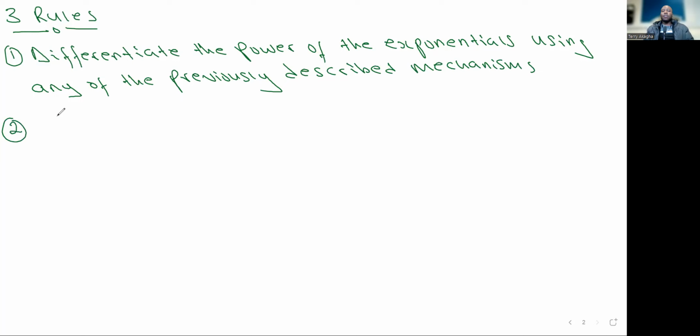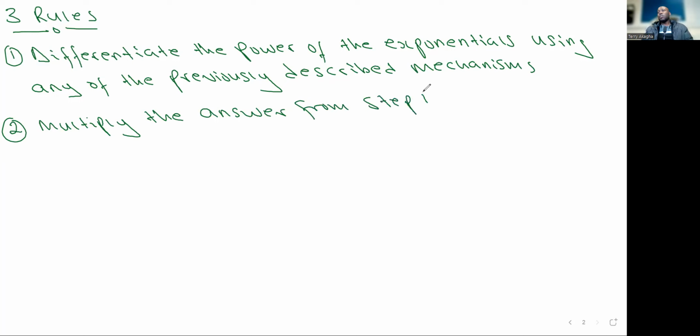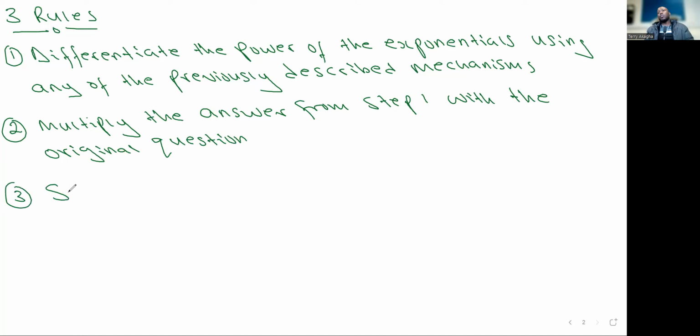After you've done that, the second thing you have to do is multiply the answer from step one with the original question. Then after you've done that, the next thing you do is simplify. So basically, you differentiate the power of the exponent, and the answer you get, you multiply it by the original question.